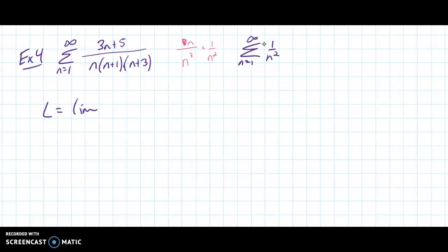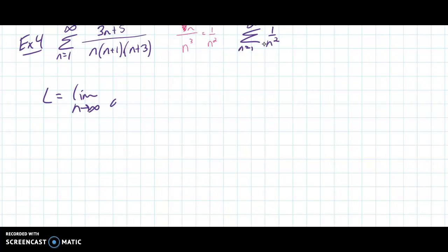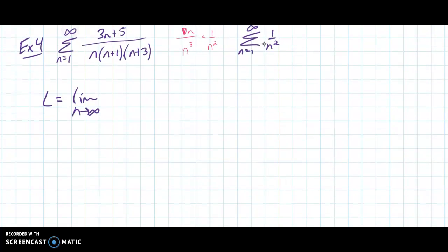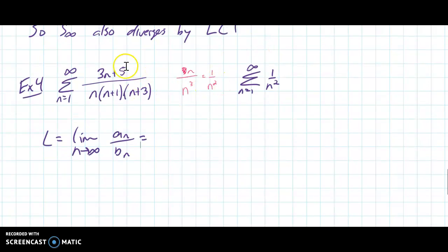L equals limit as n goes to infinity. A lot of times I will write a sub n over b sub n. And then what I'll do is write this piece right here, which is 3n plus 5 over n times n plus 1 times n plus 3, close, and then I'll do my copy dot flip right here. That step's going to be the same every time, so I'm just going to multiply, whoops, I did that backwards, n squared over 1.